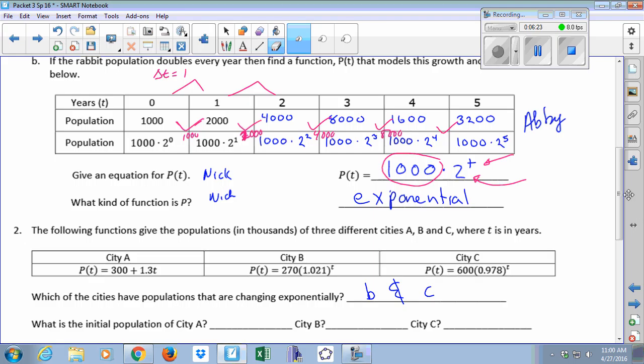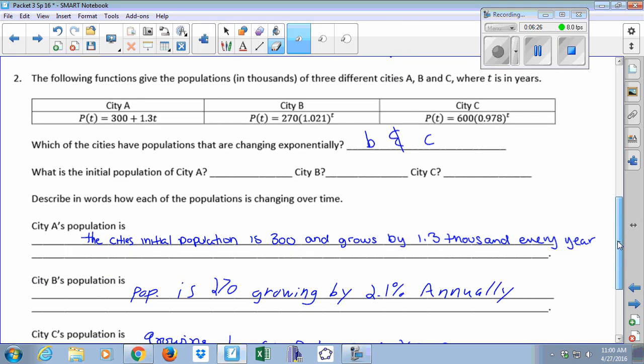Okay. Then I just gave you 3 fictional cities. The ones that are growing exponentially are the ones that have a base with t as a power, and that's B and C. A is a linear model where you start off with 300,000. So the city's initial population is 300,000. And it's growing by 1.3. That's your slope, but it's not 1.3 people to 1. It's 1.3, look at your units, 1,000 every year.